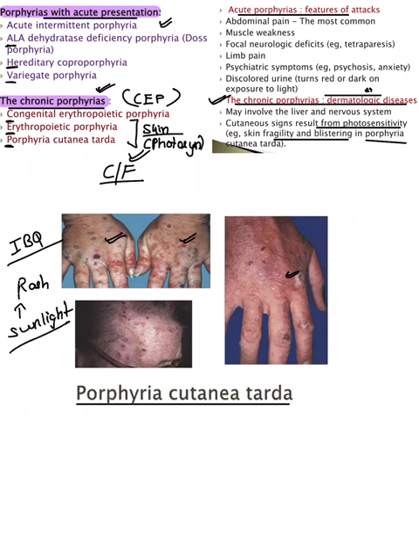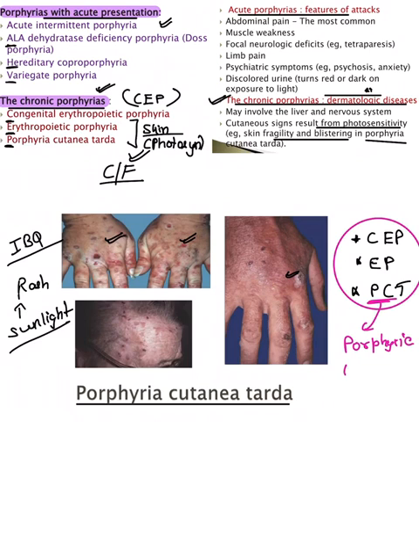When they ask you something, you have 3 DDs in your mind. If they have not mentioned the inheritance, what are the 3 things that you will remember? That is CEP. What is CEP? Congenital erythropoietic porphyria, erythropoietic protoporphyria, and porphyria cutanea tarda. Which one is the commonest? Porphyria cutanea tarda is the commonest porphyria, guys.